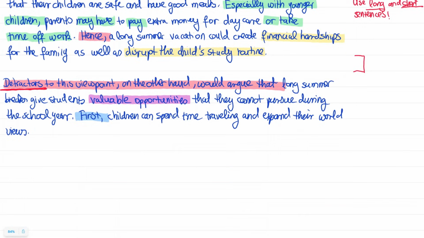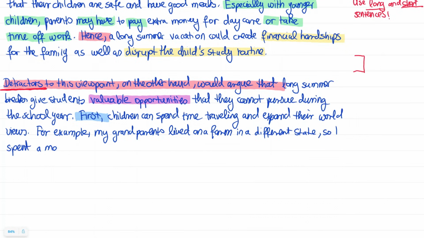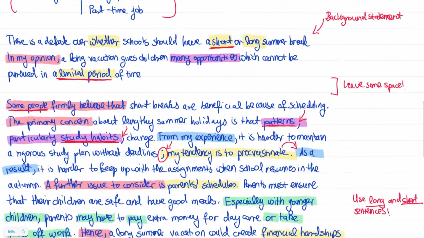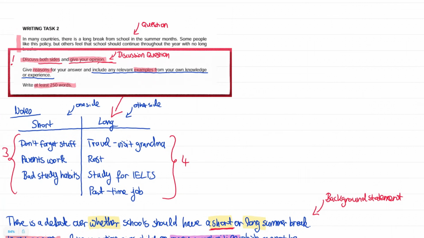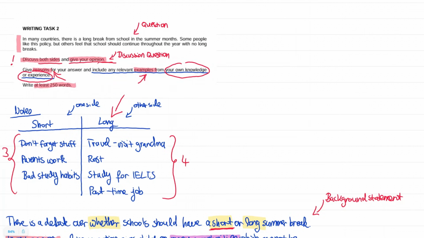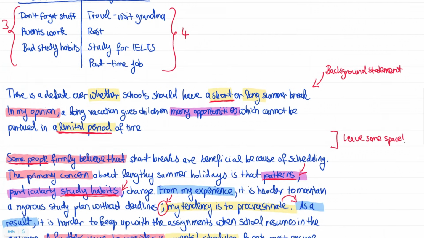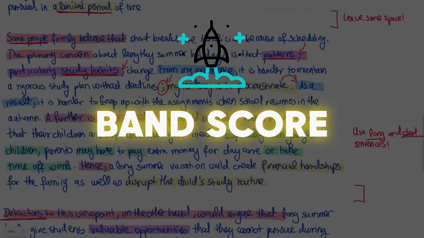Here's the details. For example, my grandparents lived on a farm in a different state, so I spend a month with them every summer vacation. For example is another awesome transition from my template. As you can see here, I'm using a specific example from my childhood. That's because the question asks me to use reasons and examples from my experience. This way I show the examiner that I understand what the question asks me to do, and this will increase my band score.